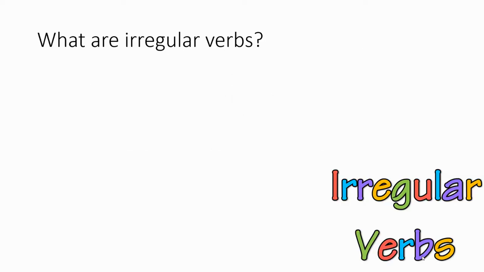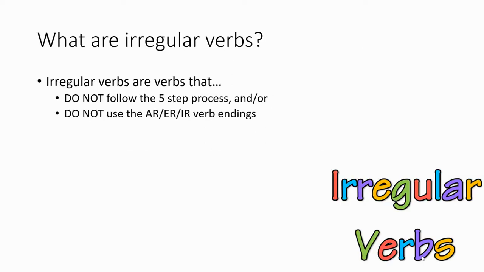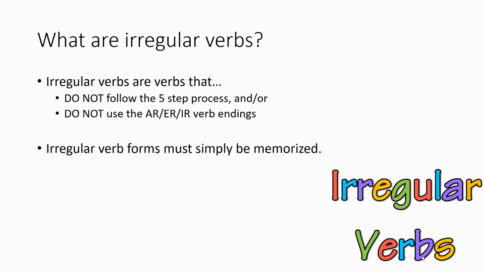Well, what are irregular verbs? Irregular verbs are verbs that do not follow the 5-step process and or do not use the AR, ER, or IR verb endings. Irregular verb forms must simply be memorized.